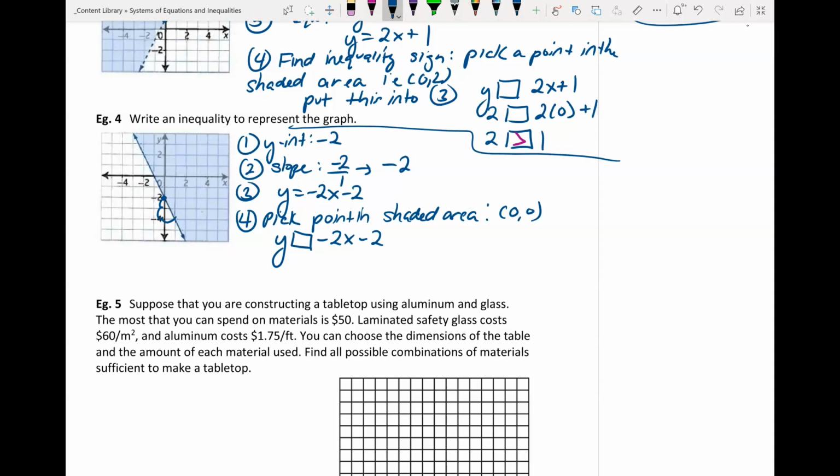Now I'm going to put in that point (0, 0). So y is 0, x is 0. So 0 is something -2. And for this to be satisfied, 0 is greater than -2, and we're going to say equal to as well because we have a solid line in our graph. Now we're going to put it all together. y is greater than or equal to -2x minus 2 is our final answer.